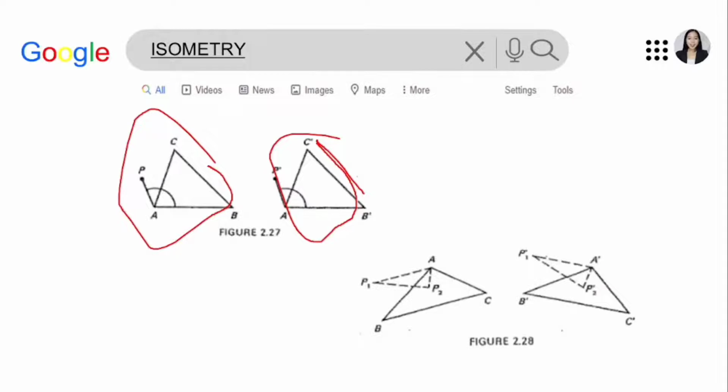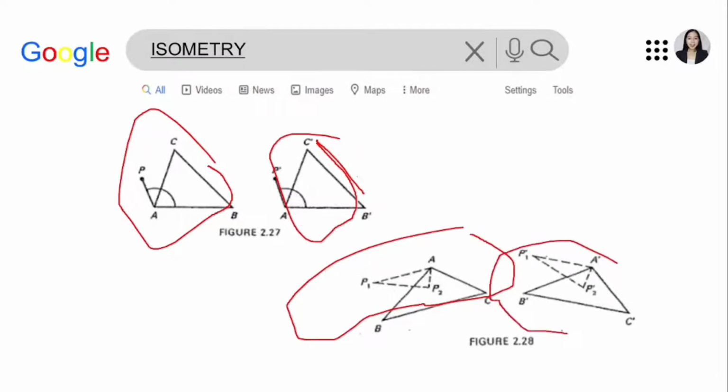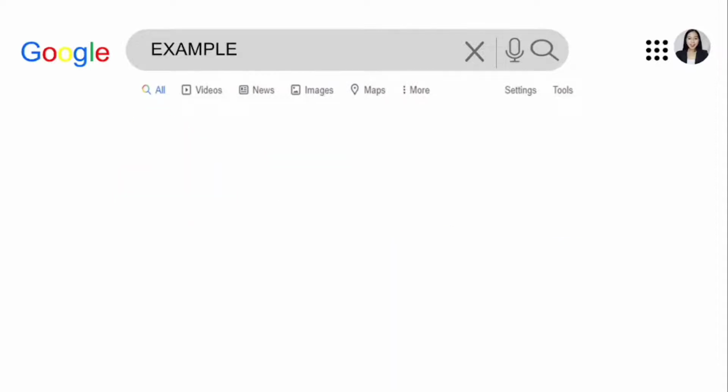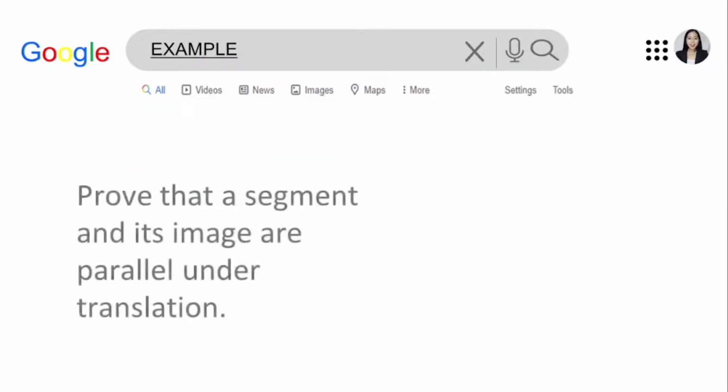In figure 2.28 also, image 1 to image 2 will change position, because P1 and P2 will change into P prime 1 and P prime 2. So these are examples also.